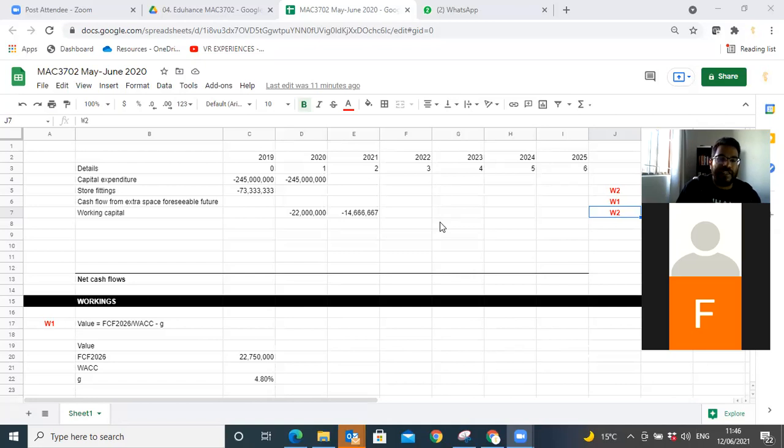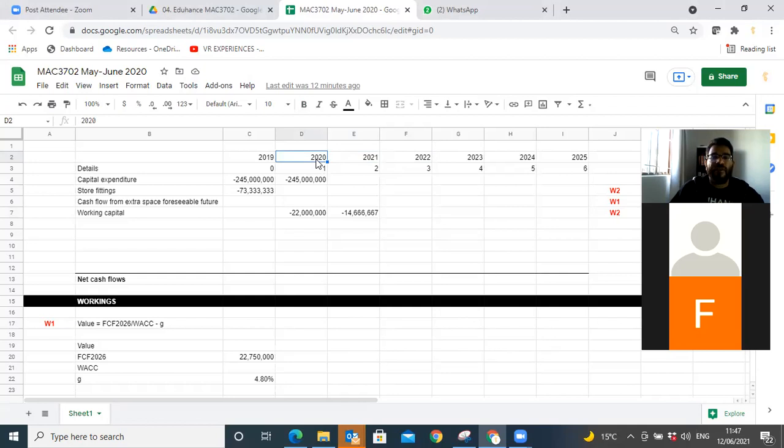You will always have a year 0. Remember, each column represents the end of the year. 2020 represents the end of 2020. 2021 represents the end of 2021. 2022 represents the end of 2022, and so forth. So, if a cash flow takes place at the beginning of 2020, then you can't put it into 2020 because 2020 represents cash flows taking place at the end of 2020.